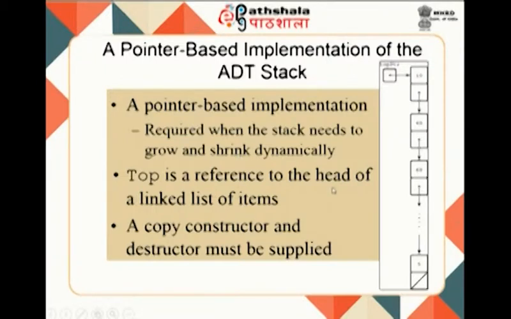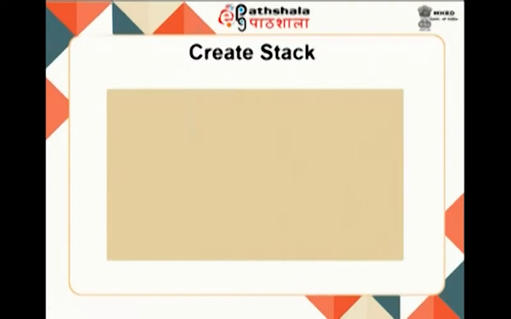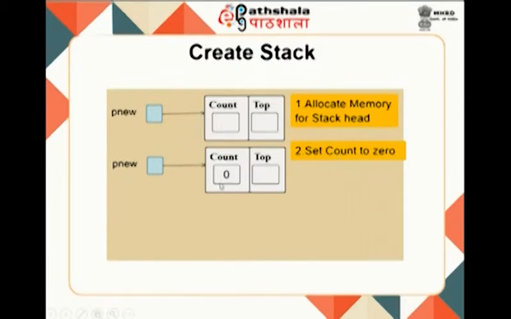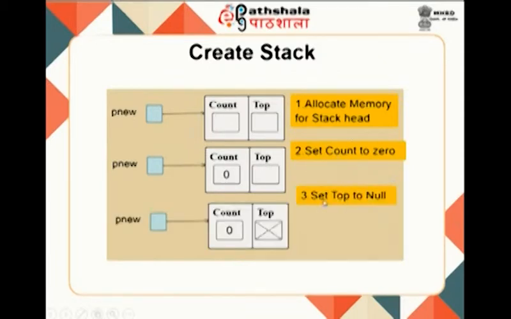Top is a reference to the head of the linked list of items, just like the head of a linked list. A copy constructor and destructor must be supplied, the copy to create a node and the destructor to remove a node. This is an example. Let us first create a stack. When you create a stack, you create a new node p new. First, allocate memory for the stack head, then set count equal to 0 and set top equal to null. So, these are the 3 steps for creating a stack.